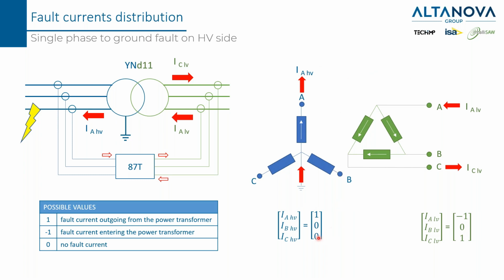So if I want to represent this situation, I have to substitute these letters with these numbers. 1 represents the fact that the current is present. 0 represents the fact that the current is not present. In this case, the only non-present current is the one in phase B, and the two currents of the other two phases are opposite in phase. That's why one of them has a minus.